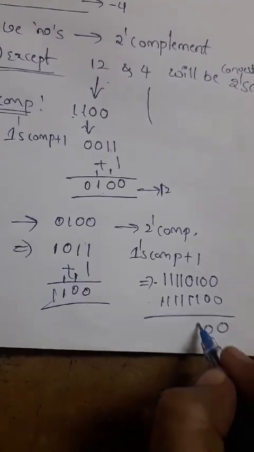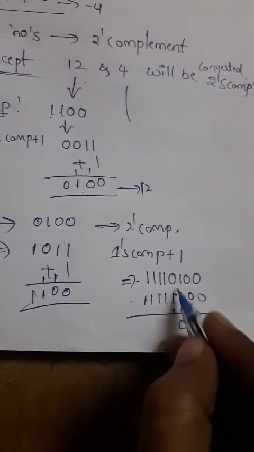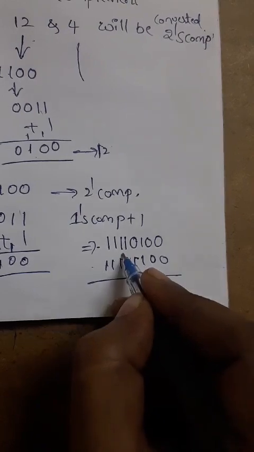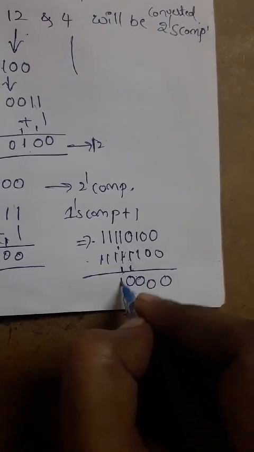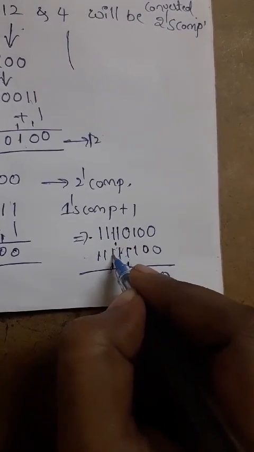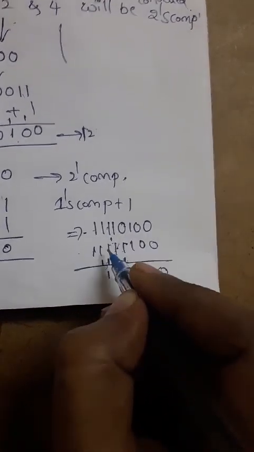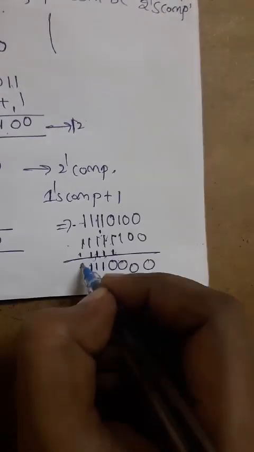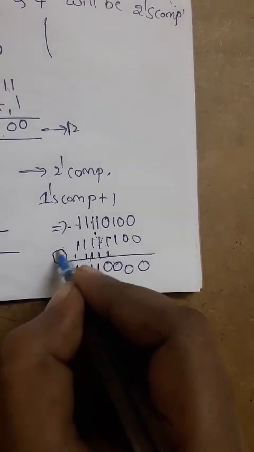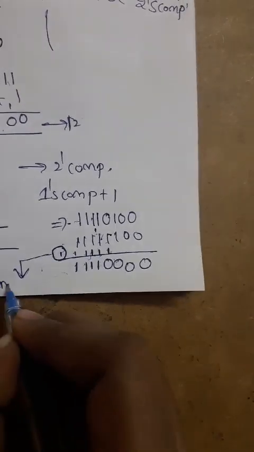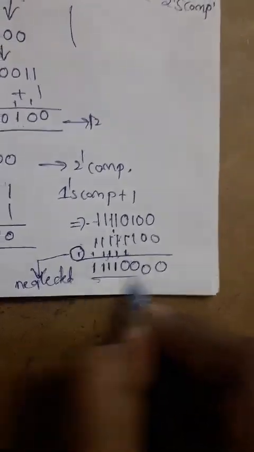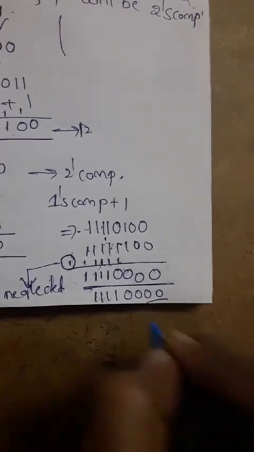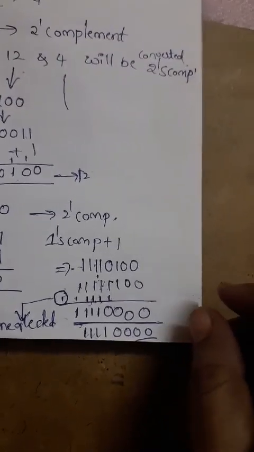Now add these two numbers. 1 plus 1, 0, 1 carry. 1 plus 0 plus 1, 1, and 1 plus 1, 0, 1 carry. 1 plus 1, 0, but we have 1 carry. 0 plus 1, 1. This carry will be present here. 1 plus 1, 0, 0 plus 1, 1, but 1 carry. 1 plus 1, 0, 0 plus 1, 1, and 1 carry. 1 plus 1, 0, 0 plus 1, 1, 1 carry. Whatever carry we have here will be neglected. So finally the result becomes 1, 1, 1, 1, 0, 0, 0.